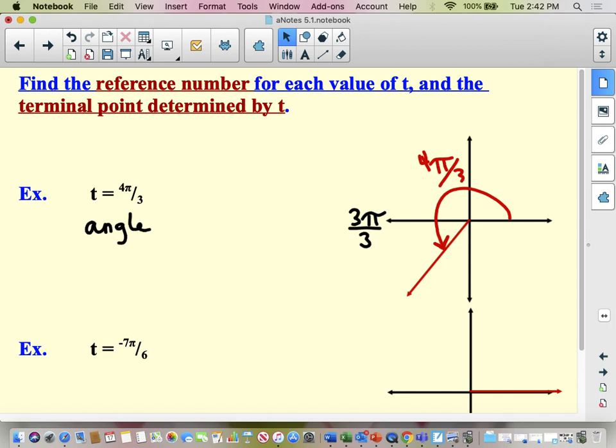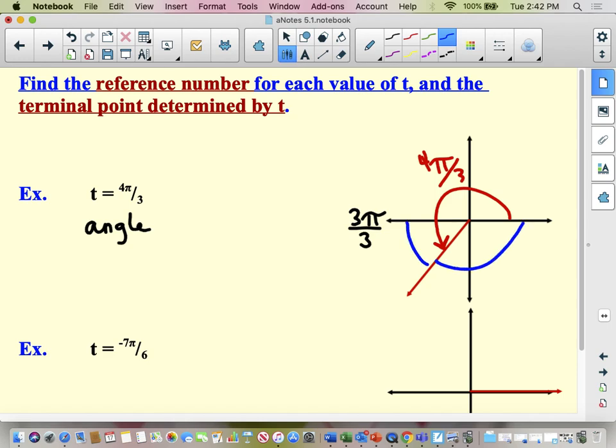It's asking for the reference number. Now the reference number is the shortest distance from the terminal side to the x-axis. So the red is my terminal side. The x-axis, I could go this way or I could go this way. By definition, it's the shortest side, so I don't want this one here, so I will erase it.